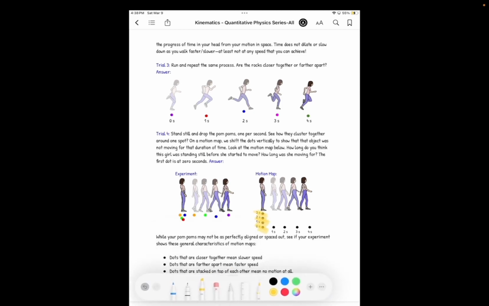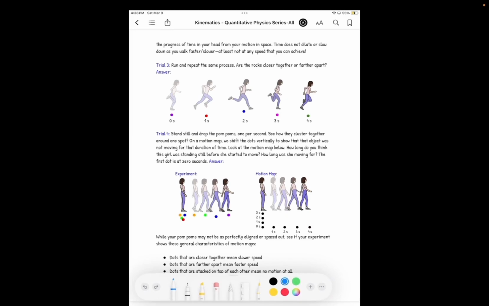Can you please look at this motion map and tell me how long this person is standing still? Can you count the seconds for me? Okay, go ahead. 1, 2, 3. Very good. 3 seconds. For how long was she moving? 1, 2, 3, 4. Very good. 4 seconds. So this is how you read the motion maps.